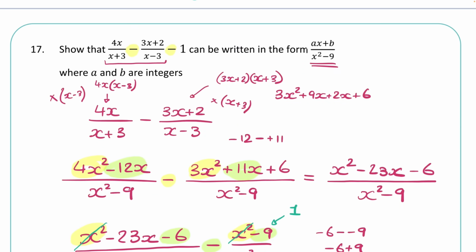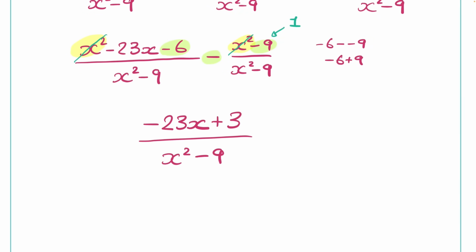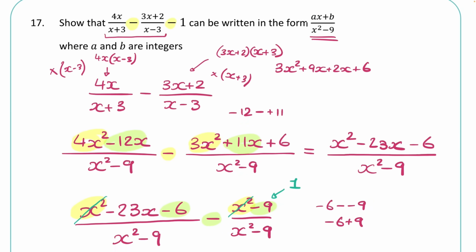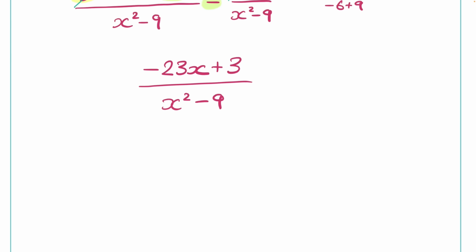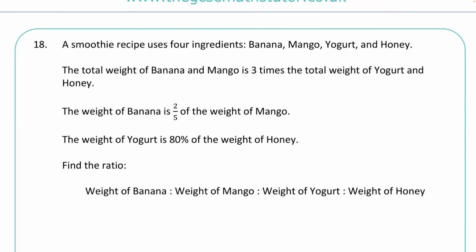So in the question, it's now in that form that it wanted, ax plus b. A is negative 23 and b is 3. And on the bottom there, we have x squared minus 9, which is exactly what we've got. So minus 23x plus 3 over x squared minus 9. And there we go. Right.